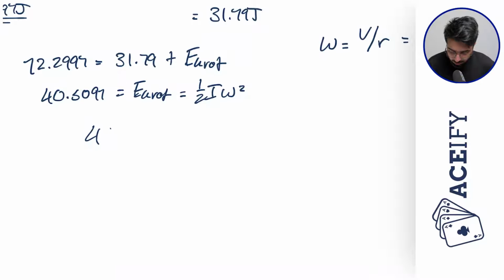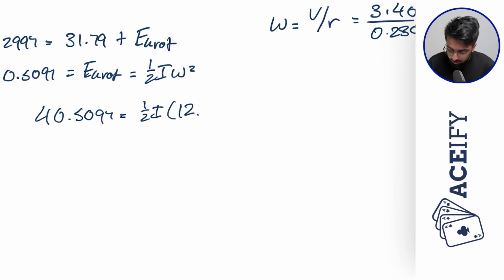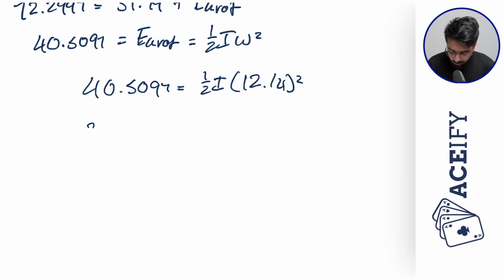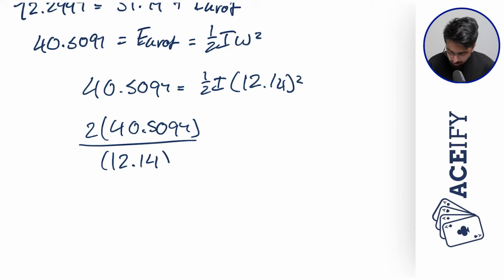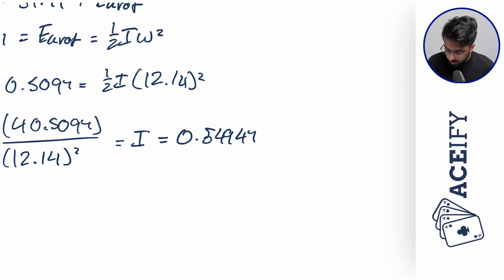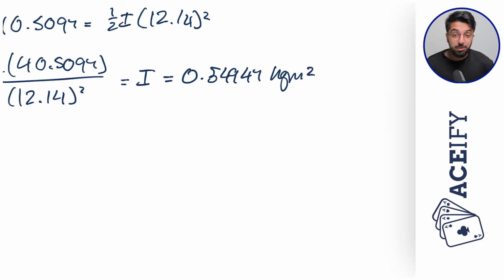So we have 40.5097 is equal to half I times our omega, which was 12.14 squared. So 2 times 40.5097 all over 12.14 squared, and that gives us a rotational inertia of 0.54947 kg meters squared.